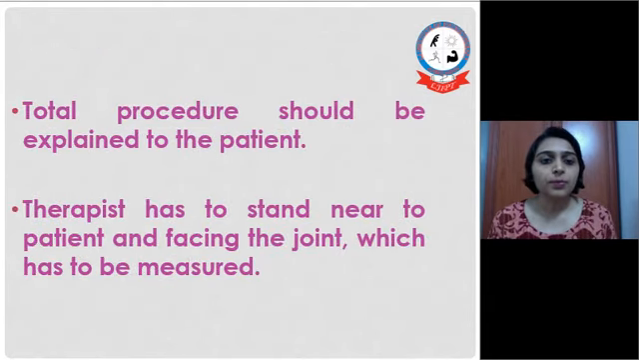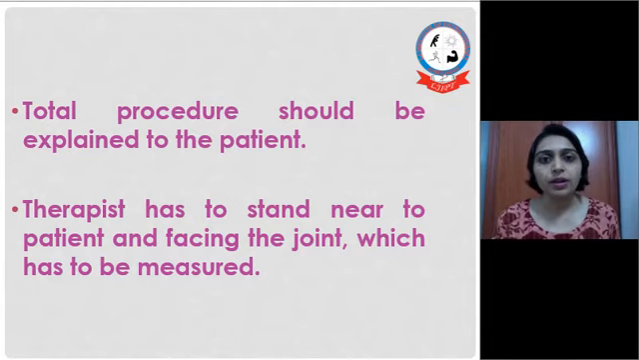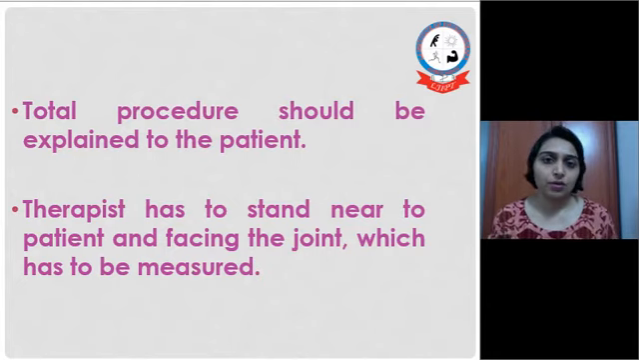The total procedure should be explained to the patient, how he has to do the movement, or whether we are doing passive movement. At that time, we have to explain to the patient that he has to remain relaxed and we are going to measure passive range of motion. The therapist has to stand near the patient, facing the joint which has to be measured.